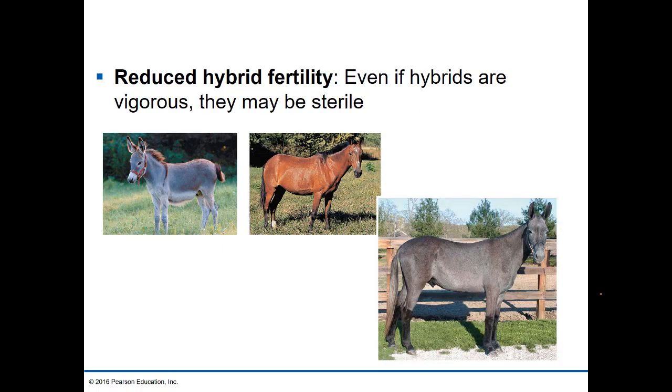Reduced hybrid fertility: even if the hybrids are vigorous, they may be sterile. So a mule, used a lot in warm states, especially in the United States, as a workhorse or a work mule, because they have certain characteristics that are beneficial for the heat. They can tolerate heat, they can carry long loads. So they kind of gain the best of both worlds from the parent donkey and the parent horse, but mules usually cannot mate with one another to produce viable offspring.